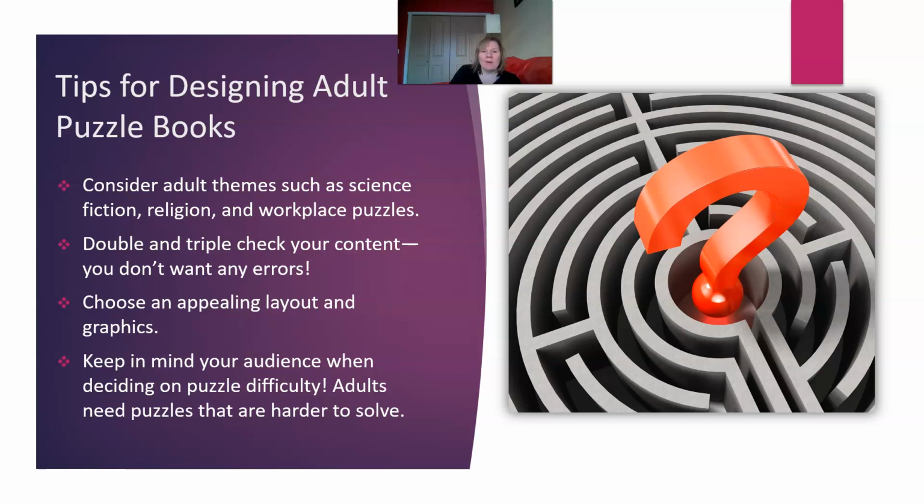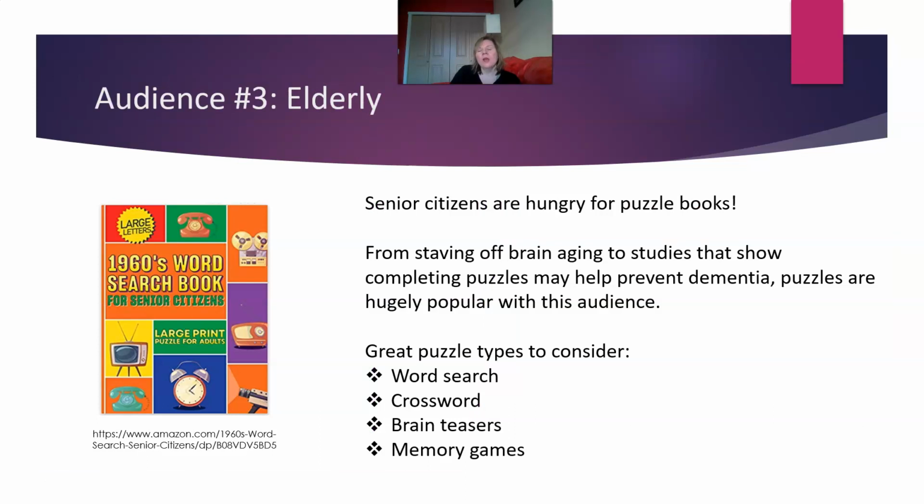Choose an appealing layout and decide on puzzle difficulty. Adults need puzzles that are harder to solve. You can have them go from easier to harder in one book, or you can just have them all be a certain level. And the third audience is elderly or senior citizens.